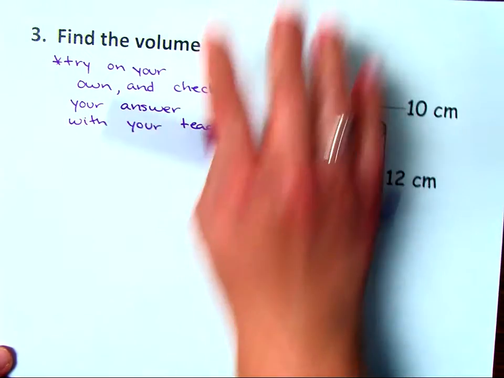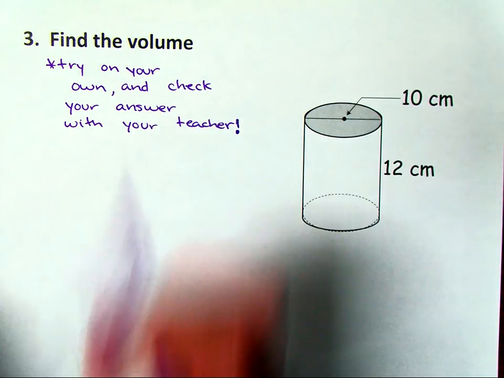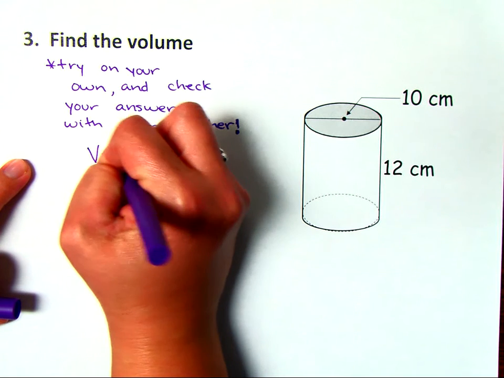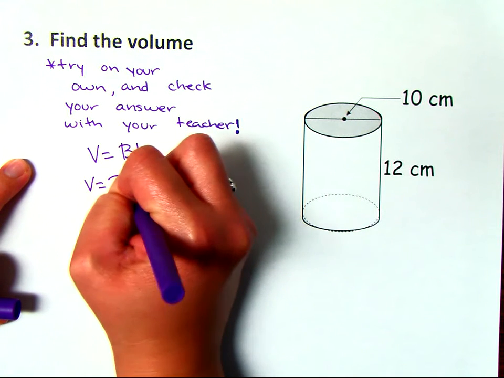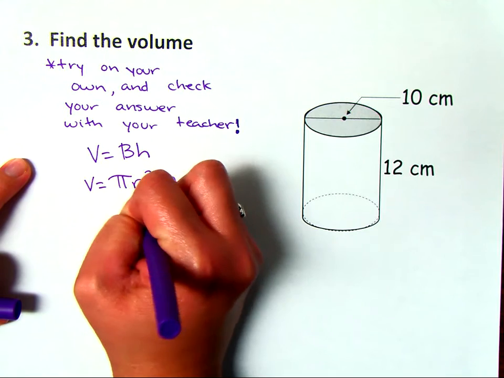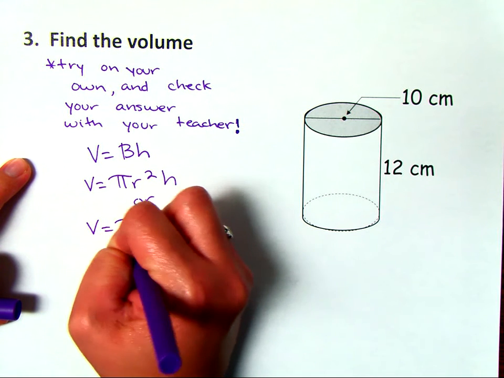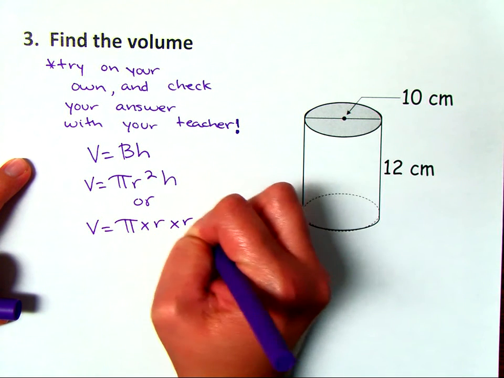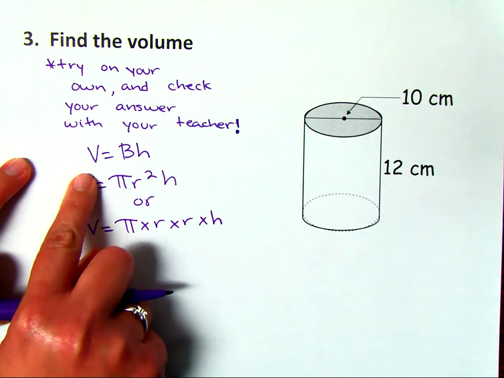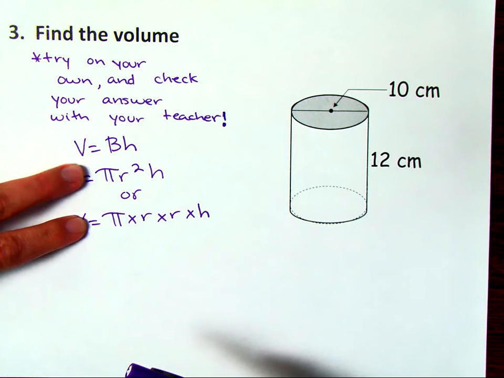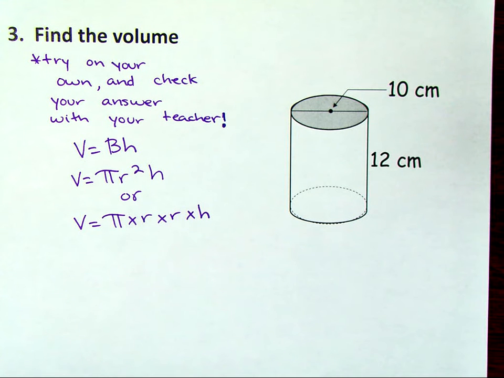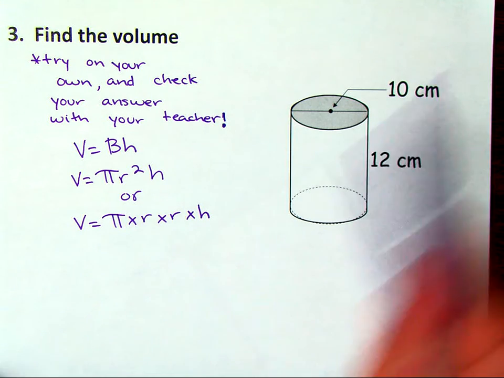Alright, let's look at this next one. On this one, we want you to try this one on your own. So start with your formula, V equals area of the base times height. But remember the base is a circle, so V equals pi r squared times h. Or you can say V equals pi times radius squared times height. These two mean the same thing when you're talking about volume of the cylinder. Okay, so pause the video, try this one out, and then reach out to your teacher to see if you got it right.